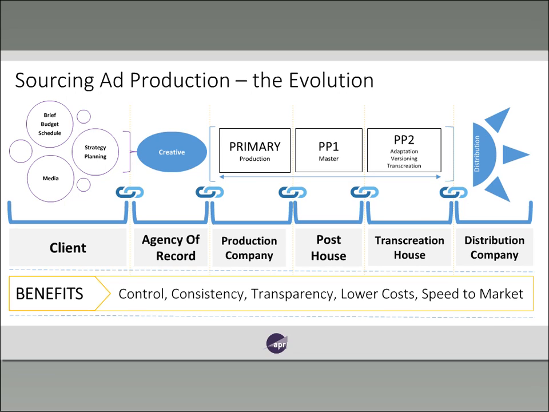So over the course of a few years, five to ten years, we've been able, from a procurement standpoint, to look at each element and each component of the supply chain and say, what does this mean to me?